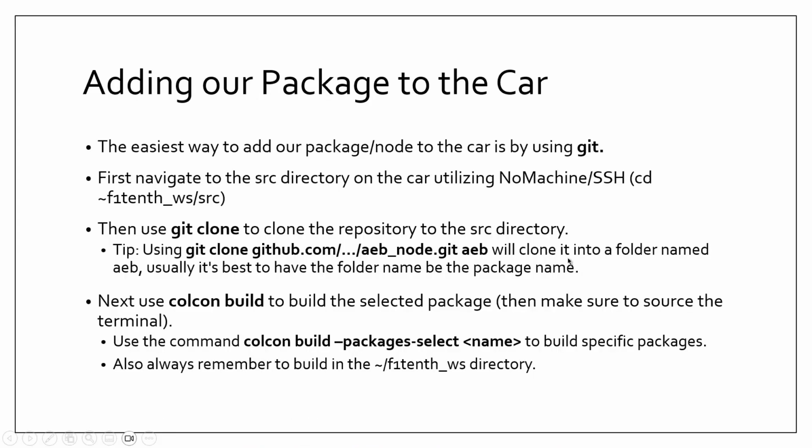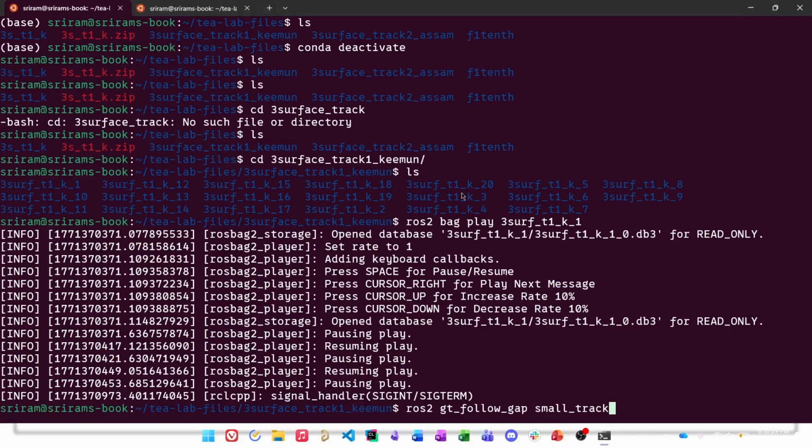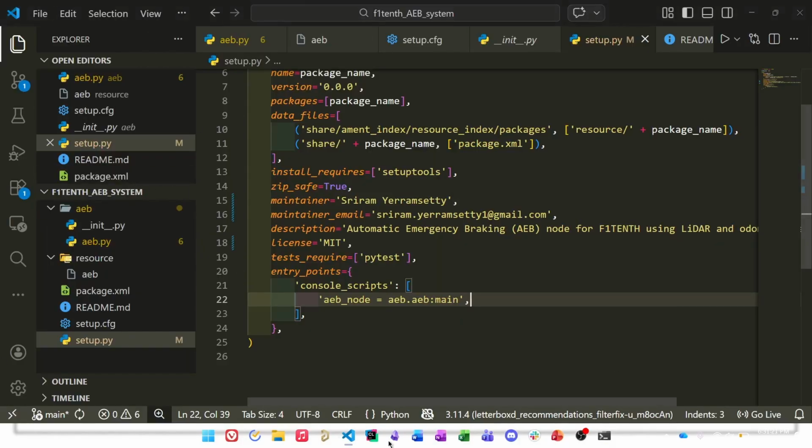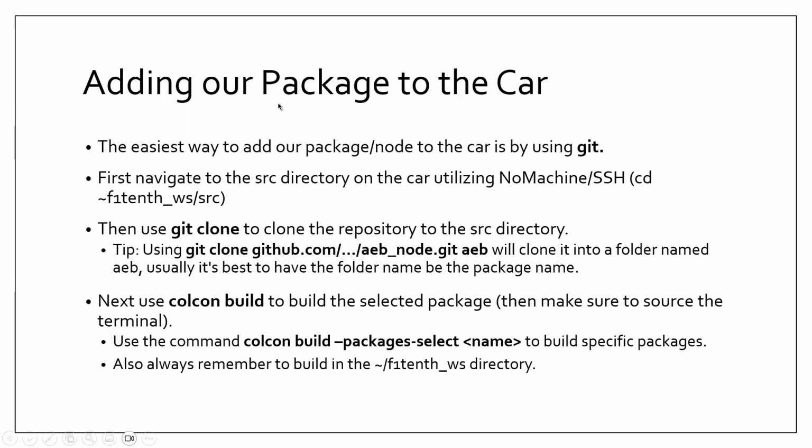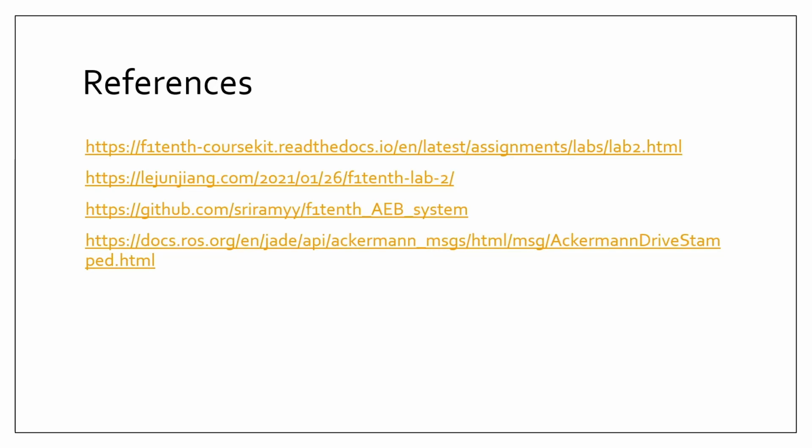And then how do we actually go about, let's say we made this package, transporting this to the car? I find the easiest way to do this is just to use git. You go to the car, go to the source directory, and just do git clone, and it'll clone it into that directory. Then you can just use colcon build to build it. That's the easiest way I've found to move the package onto the car. So that's pretty much it.